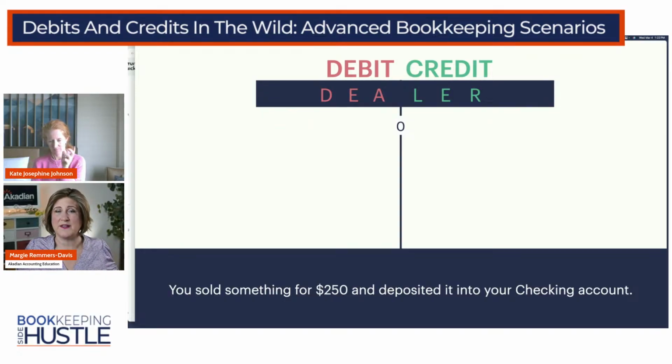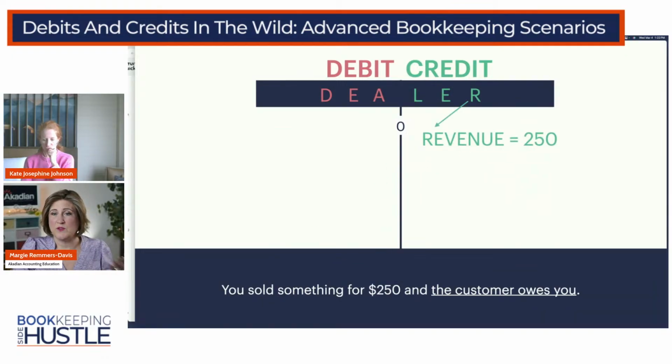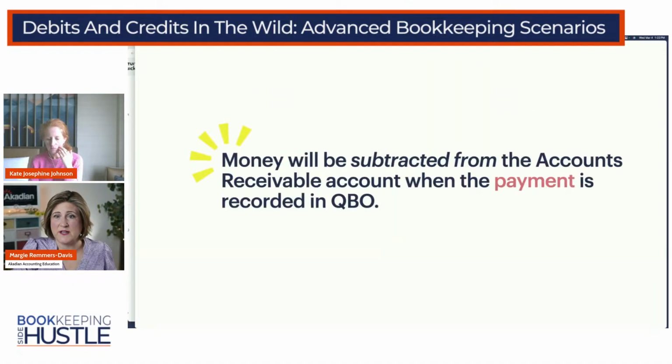So with the example we used last week, you sold something for $250 and deposited it into your checking account. Well, instead of depositing in your checking account, now the customer owes you that money. But a checking account is an asset and accounts receivable is an asset, so it's going to behave the same way. So you've added revenue, which increases, and it lives on the right-hand side. You're adding to an asset that lives on the left-hand side. And so that's what you're going to see.